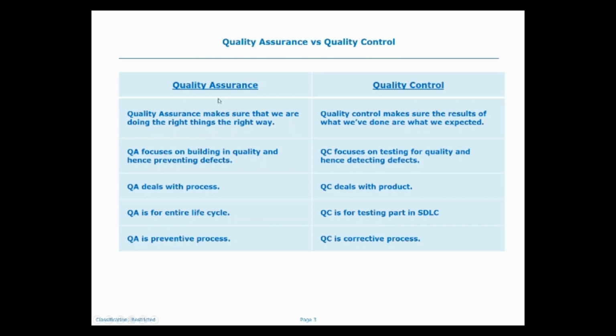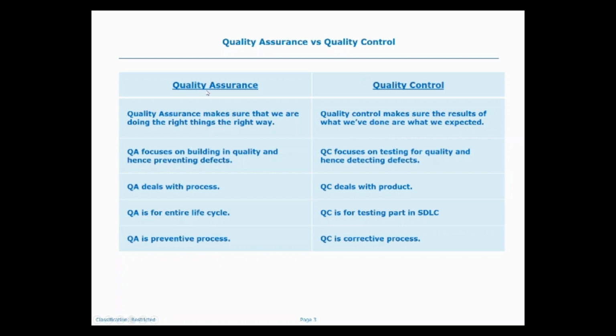So if you can see here, quality assurance and quality control, these are the two terms which are interchangeably used in the industry, but that's not correct. Quality assurance and quality control are two different concepts.